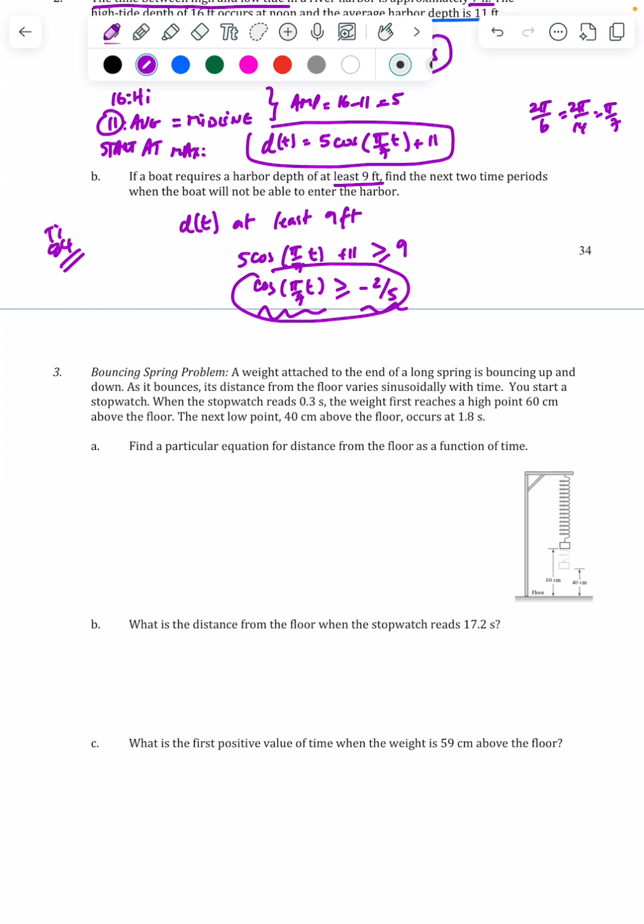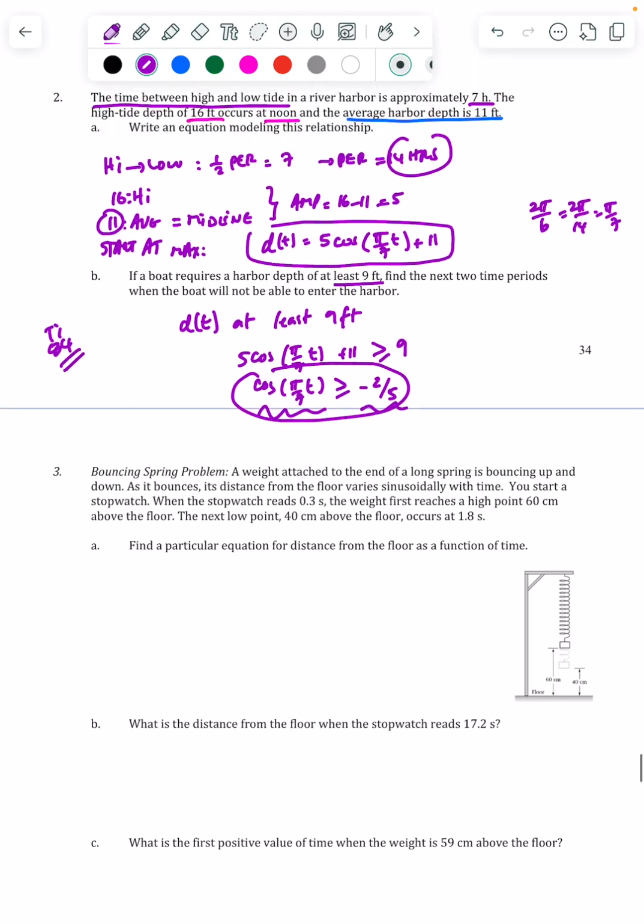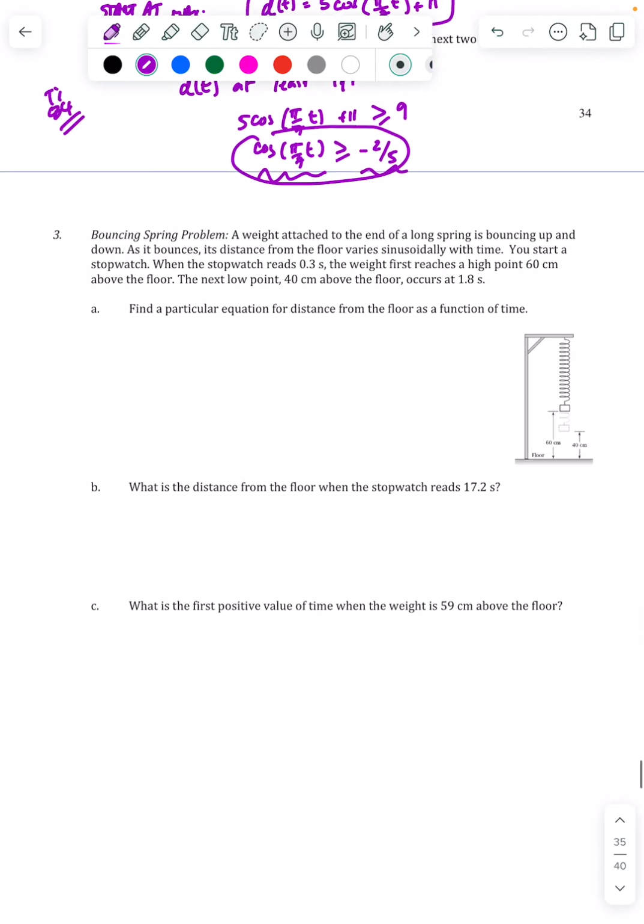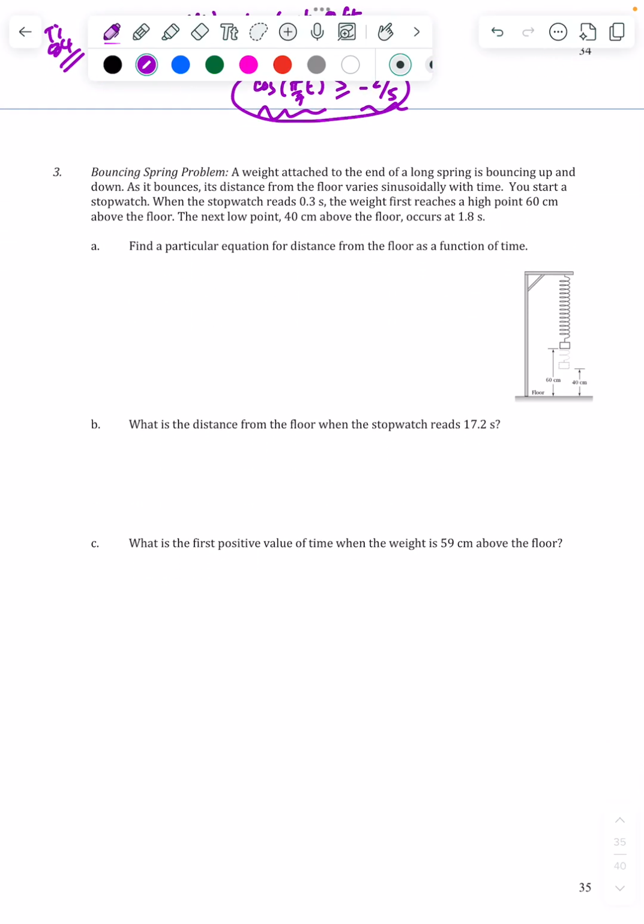It requires harbor depth at least. Yeah. So just be careful with the language. So that was number 2. I'll do one more and you can finish number 2.